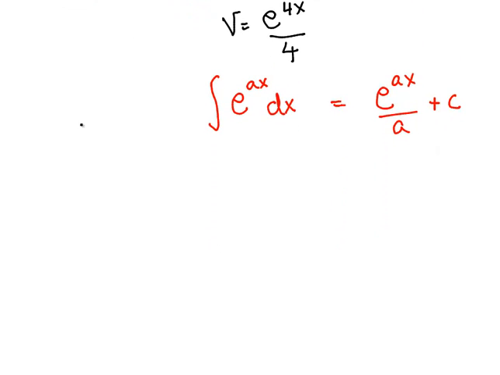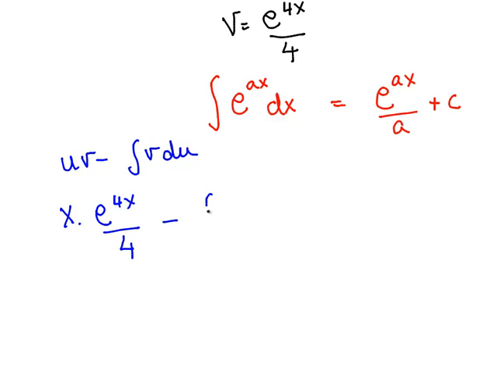So just going to scroll down here. uv minus the integral of v du. So u is equal to x. v is equal to e to the 4x over 4 minus the integral of e to the 4x over 4 dx. Remember, du is equal to dx. What I'm going to do here is take this quarter term, 1 over 4, and take it outside the integral. Okay, so just rewriting it like that.